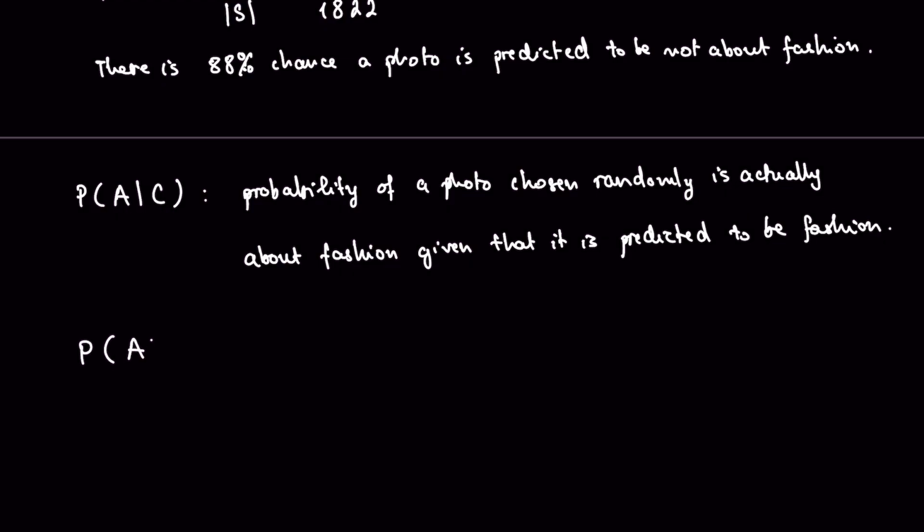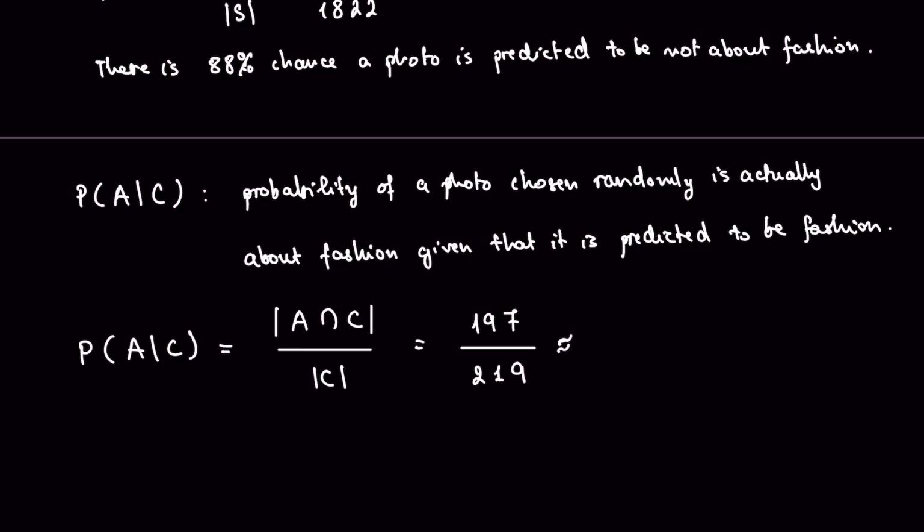By the formula, we get that this is equal to the cardinality of A and C divided by the cardinality of C. The cardinality of A and C we already calculated, and that turned out to be 197. And the cardinality of C you got already, which is 219. This turned out to be approximately equal to 90%, or 0.90. So there is a 90% chance that the photo chosen randomly is actually about fashions, given that it is predicted to be about fashions. Now I'm going to give you another calculation and I'm going to end the video.